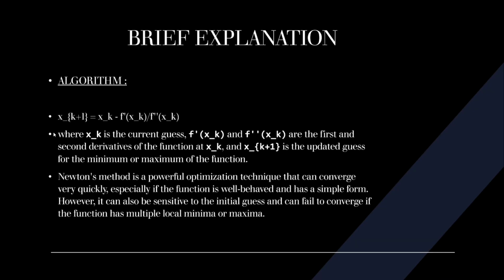Algorithm. This is the equation we are going to use to find the new guess in Newton's method for an objective function: xk plus 1 is equal to xk minus f dash of x by f double dash of x. Here, xk plus 1 is the updated or new guess we are going to find, and xk is the initial guess, which we assume or which is given in the question. f dash of x and f double dash of x are the derivatives of the objective function. Newton's method is a powerful optimization technique that can converge very quickly, especially if the function is well behaved and has a simple form.